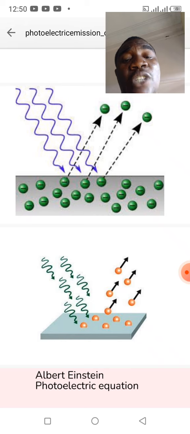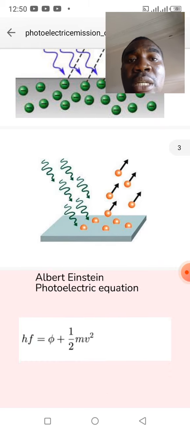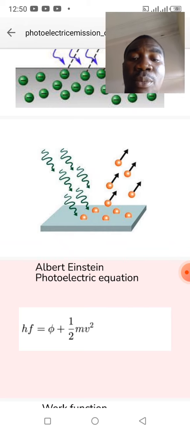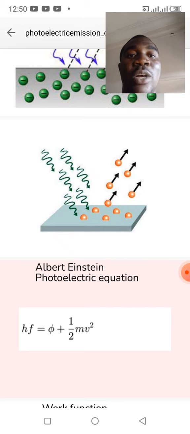Now Albert Einstein gave us an equation that captures the energy of the photon, the kinetic energy of the electrons, and the metal's ability to release those electrons. This equation can simply be written as: hf = ψ + ½mv². hf is called the energy of the photon, while the Greek symbol ψ is called the work function, and ½mv², as a physics student you know, is kinetic energy. So the energy of the photon is equal to the work function plus the kinetic energy. This is Albert Einstein's photoelectric equation.